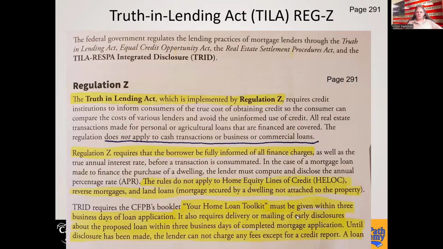The Your Home Loan Toolkit must be given within 3 business days of the completed loan application. They put that in the mail within 3 days.